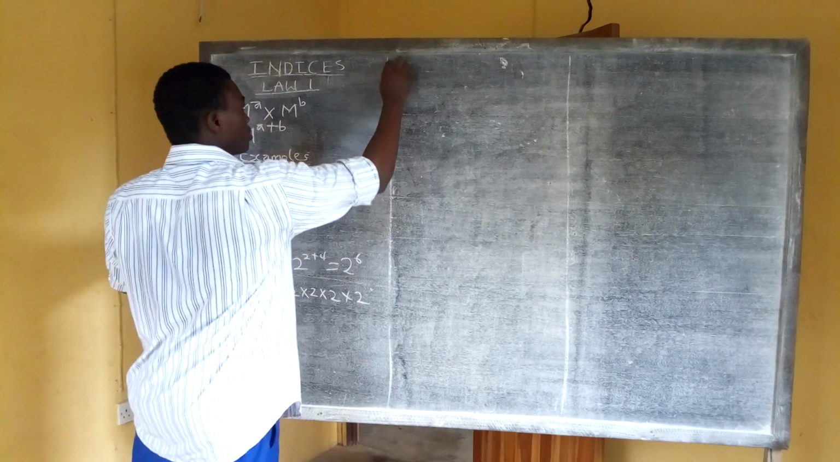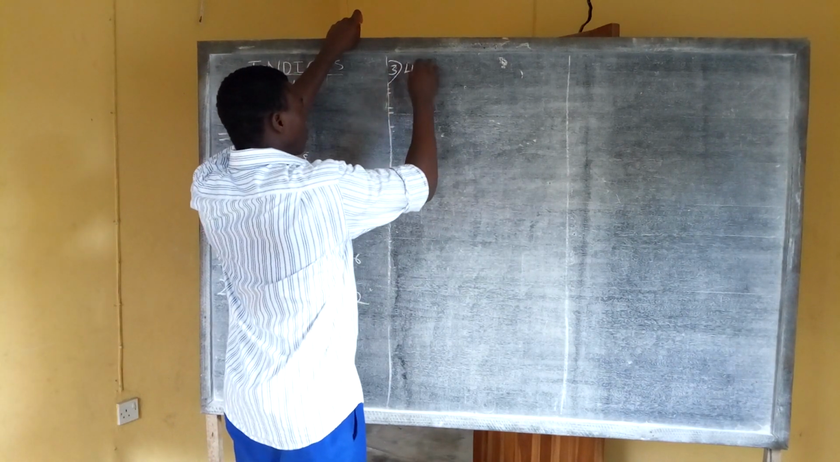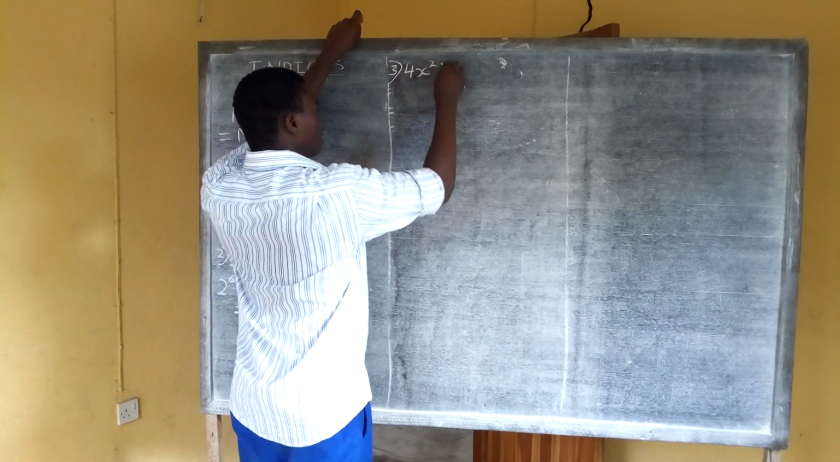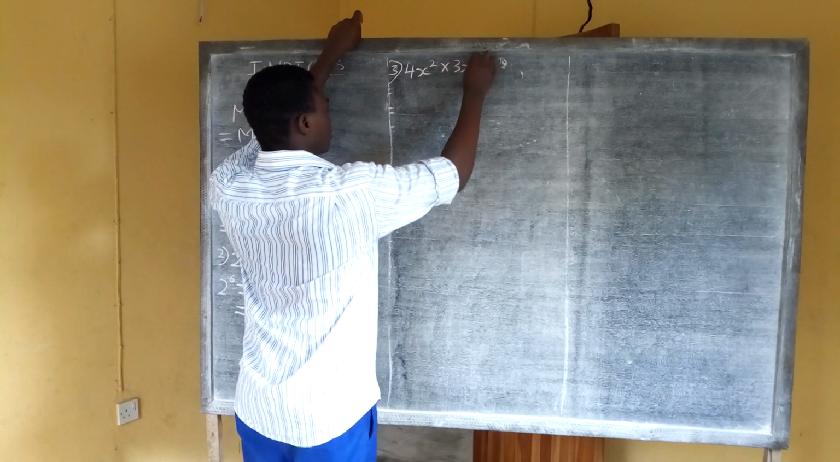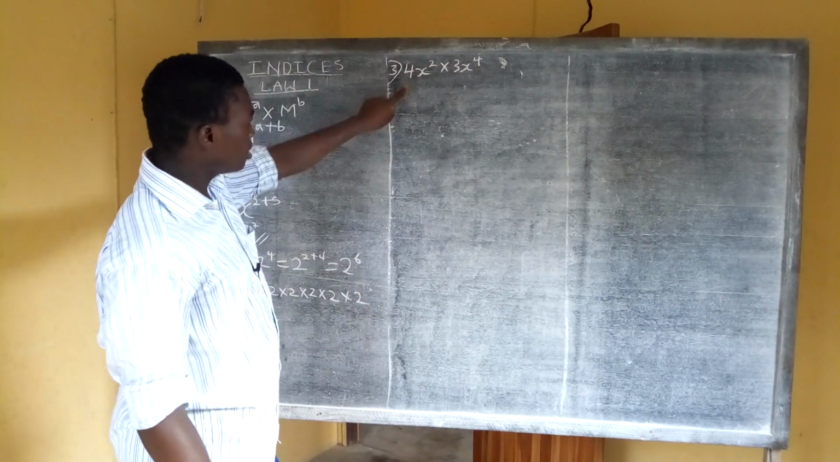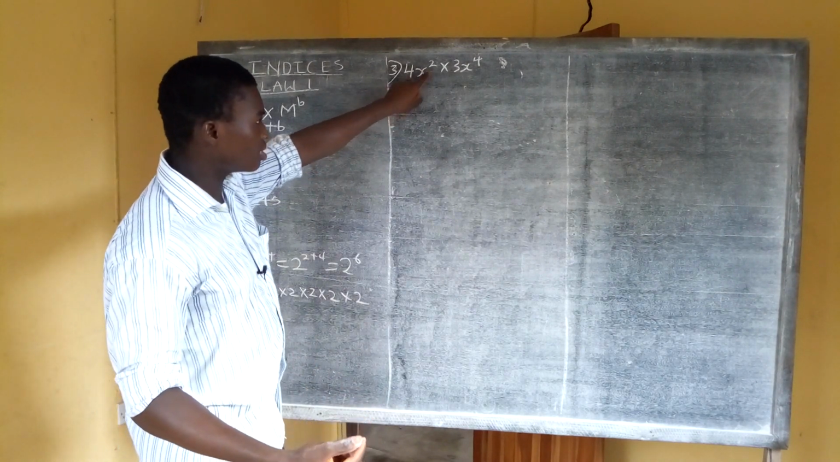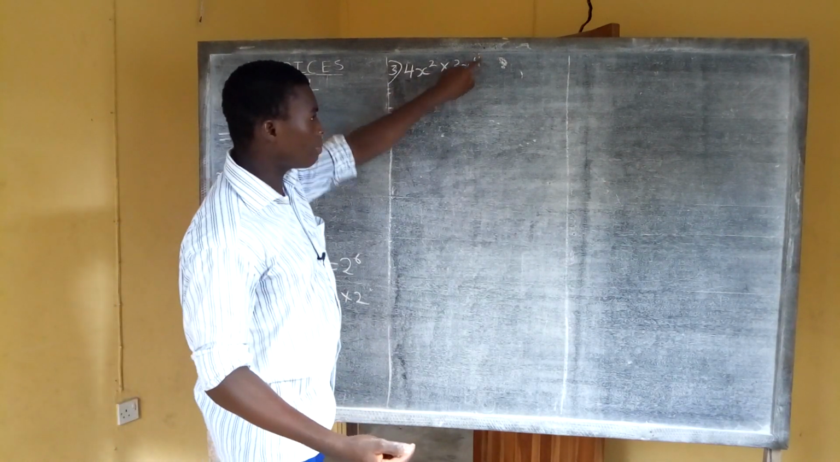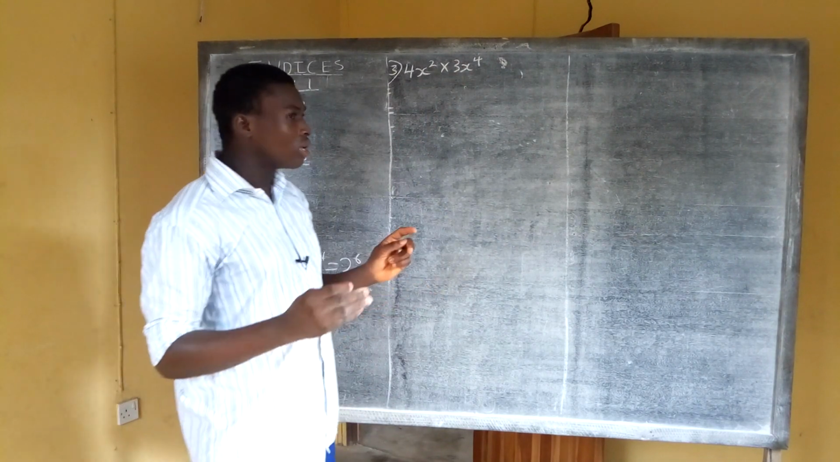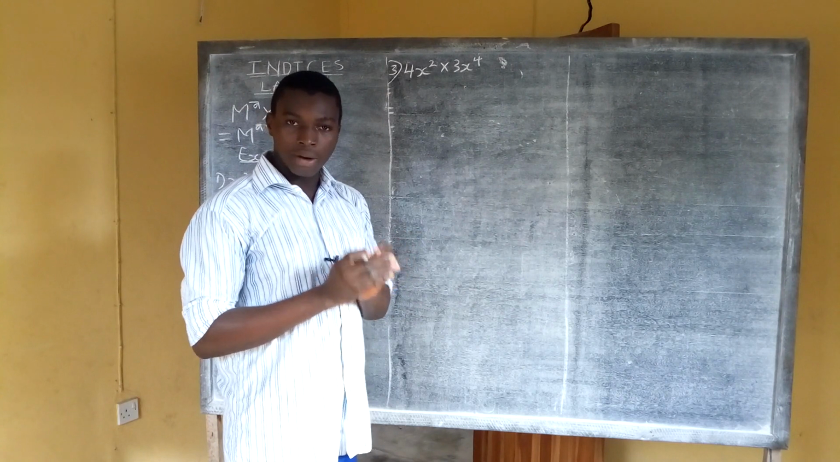You can also be given a question like 4x to the power of 2 times 3x to the power of 4. Now in this, you look at it. Okay, this is a coefficient. I said it in my previous video. This is a coefficient, this is a base, this is a power. Coefficient, base, power. Now what are we going to do? We have 2 coefficients, 2 bases, 2 powers.